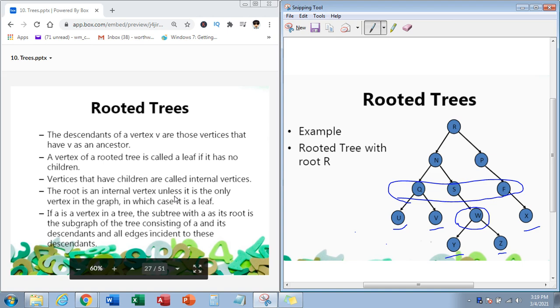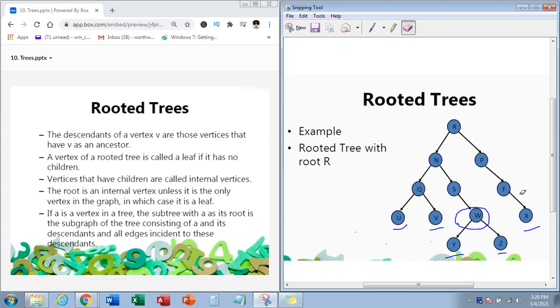The root is an internal vertex unless it is the only vertex in the graph, in which case it is a leaf. If A is a vertex in a tree, the subtree with A as its root is the subgraph of the tree consisting of A and its descendants and all edges incident to these descendants. That might be confusing. It just means that if you can take a part with the same structure, this is a subgraph of the big graph. If you remove it, it is also a tree, but it came from this one, so it is a subgraph, or a subtree.